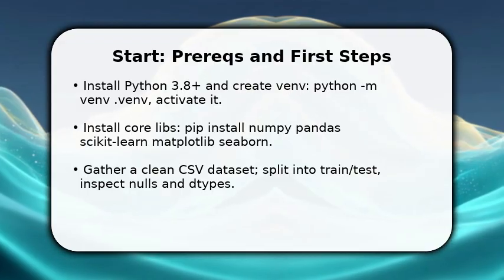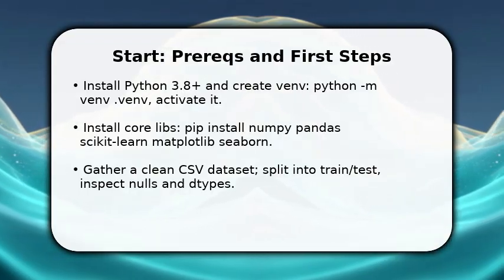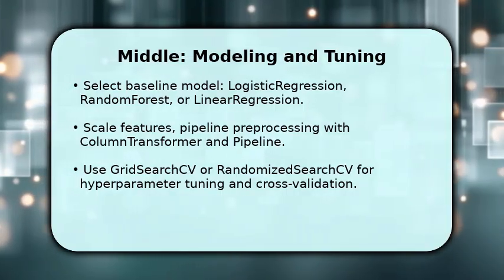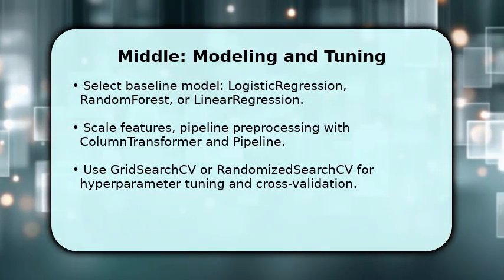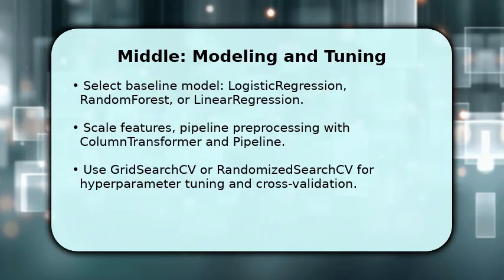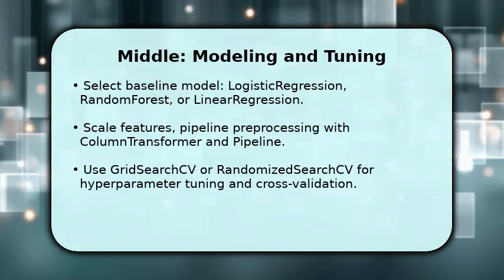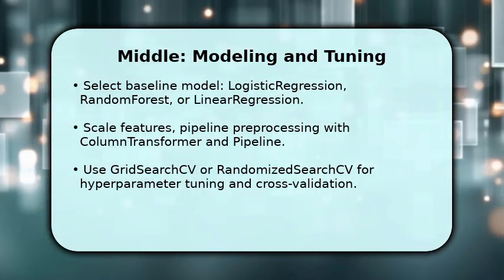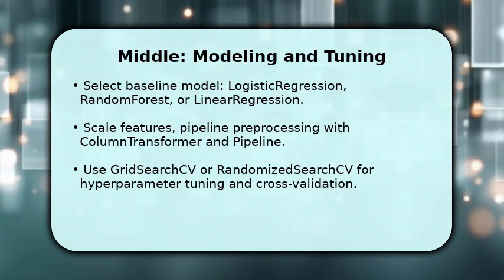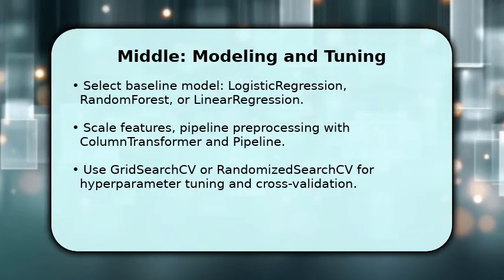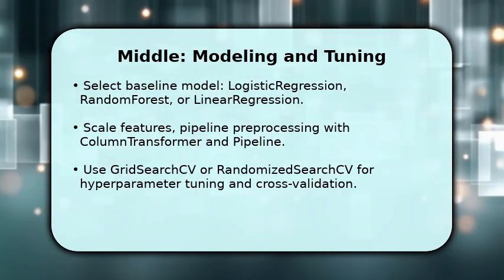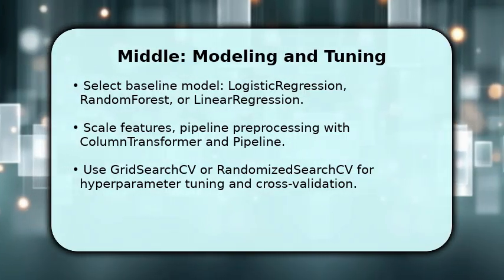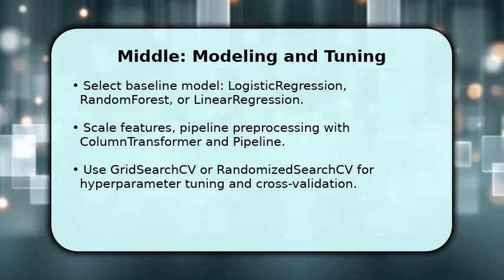You now build a robust pipeline that combines preprocessing and modeling. Use column transformer to scale numeric features and encode categoricals, then attach a baseline model like random forest or logistic regression. Fit the pipeline on training data to get a baseline score. Next, apply grid search CV or randomized search CV with cross-validation to tune hyperparameters and avoid overfitting. Make sure to monitor metrics relevant to your problem: accuracy, ROC AUC, MAE.